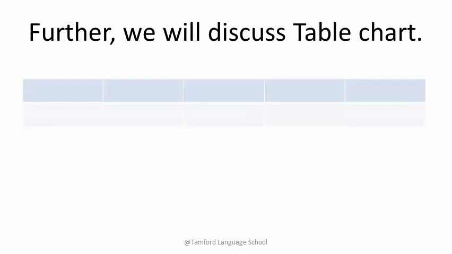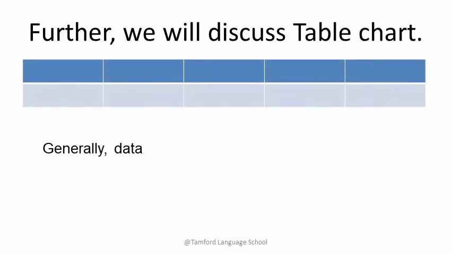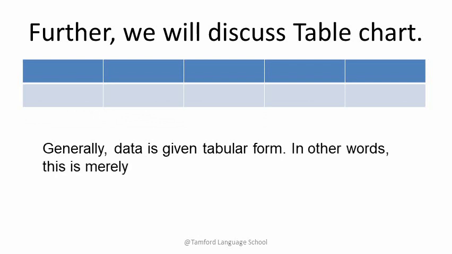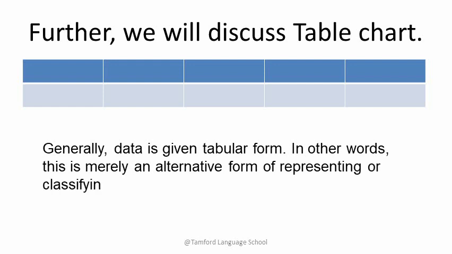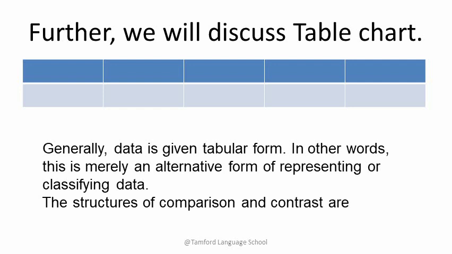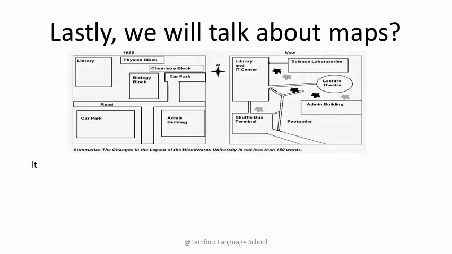Further, we will discuss table chart. Generally, data is given in tabular form. In other words, this is merely an alternative form of representing or classifying data. The structures of comparison and contrast are used similarly to describing charts.